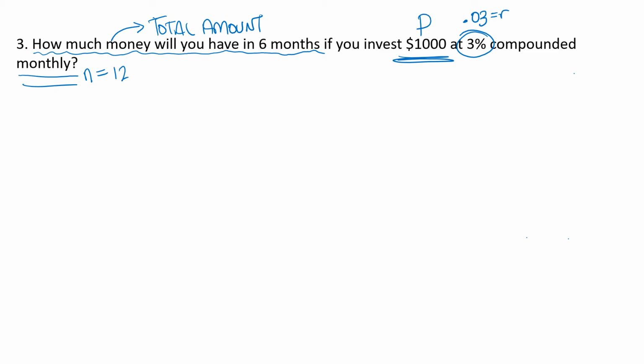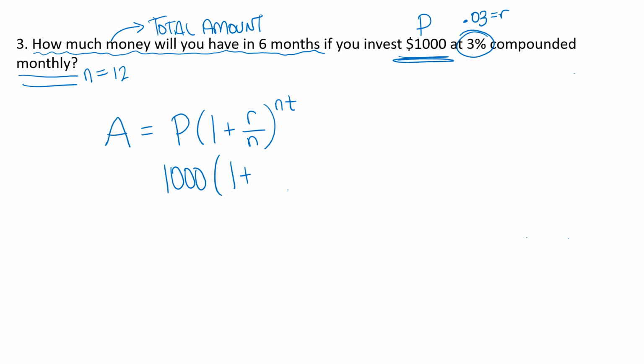So let's see, we've almost got everything. What's the last thing? Let's just write out the formula. A equals P times 1 plus R over N to the NT. Now, why am I not using PERT here? If you're thinking because it's not saying compounded continuously, you are correct. So let's see, we've got our P, which is 1,000. I'll fill that in. I've got 1 plus 0.03 over 12, all raised to the N times T. So I know my N is 12.